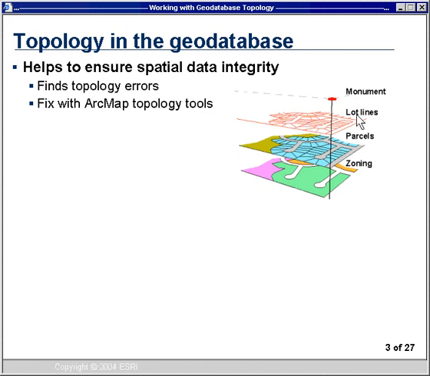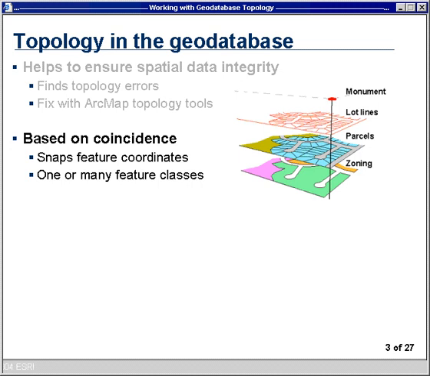So let's take a look at this image here on the side. We've got monument, lot lines, parcels, and zoning. You can see in this case, when you look at the monument, down here you see that it doesn't quite line up with the zoning layer, but it does line up with lot lines and parcels. In this case, you might want to set up a rule that looks for a situation like this where your layers are not lining up properly. That might be an example of how you can apply geodatabase topology.